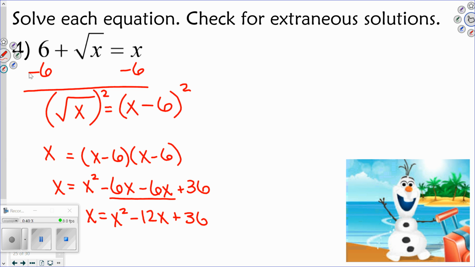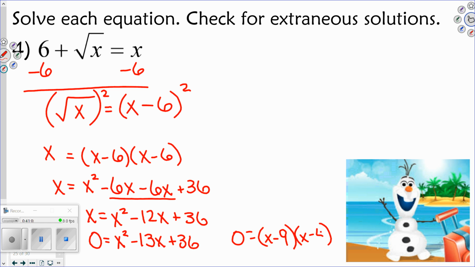Solve like normal or set equal to 0? Equal to 0. So again, I'm going to move it to where my x squared is positive. So I have to subtract x over here. So x squared would be minus 13x plus 36. And then we have to factor. What are my signs? Both negative. 9 and 4, good. So x equals 9 and 4.